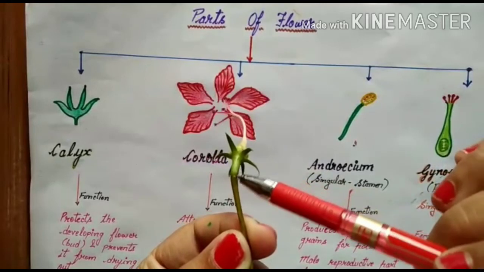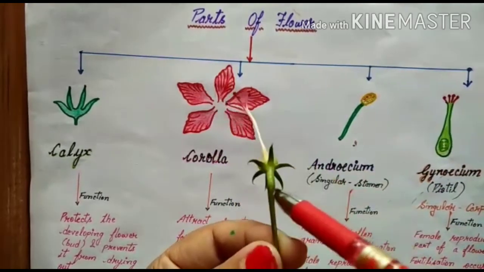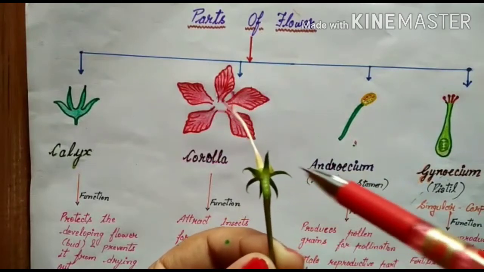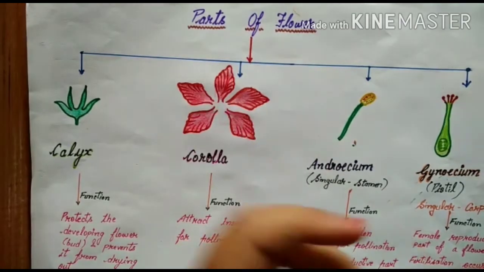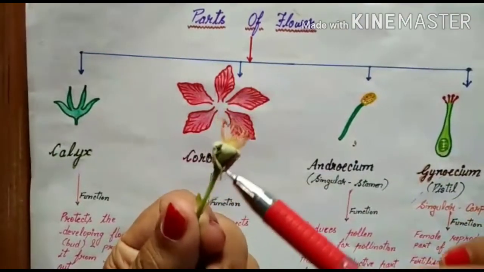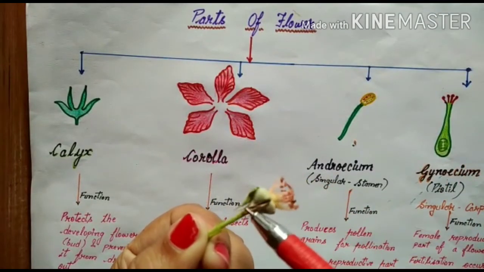So this green part of the flower, this outer whorl of the flower, is known as calyx. You can see it in this flower of rose also. This part is called calyx.